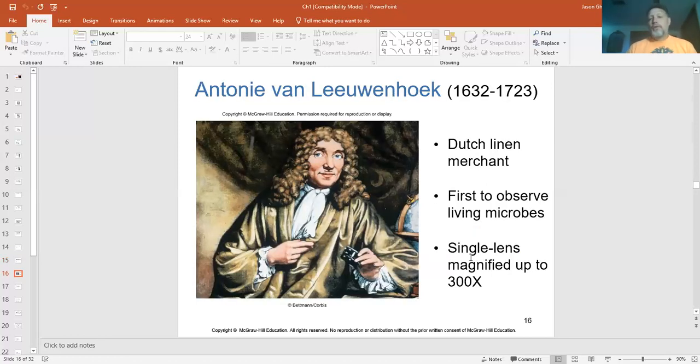All right, now our first microbiologist is Anton van Leeuwenhoek. He did not create the first microscopes, but he was around the time when they were first created. He did make his own microscopes. They were single-lens ones. And he was the first to view living organisms. He was fascinated by them, and he drew them all the time. He made lots and lots of microscopes.